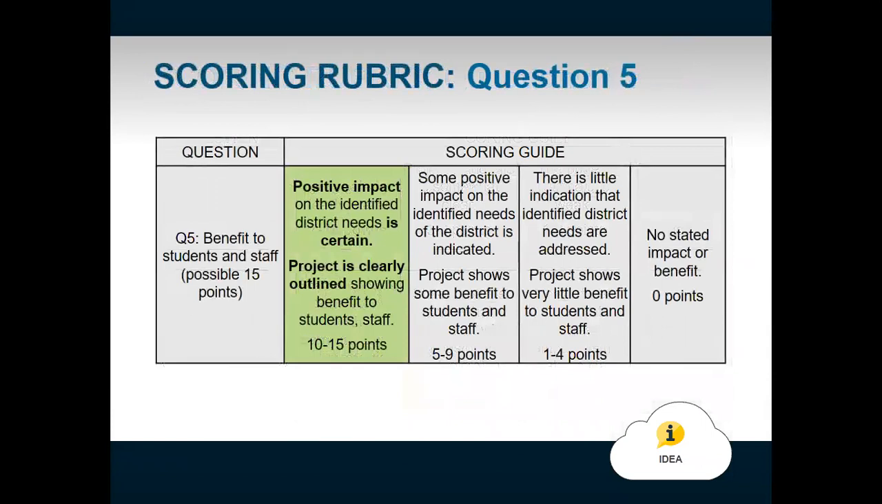The last question is question 5, and you can see that that's the benefit to students and staff. That has a possible 15 points that can be earned there. And this is really where you're able to identify the positive impact on the identified district needs, that it is certain and clearly outlined, showing the benefits to students and staff.